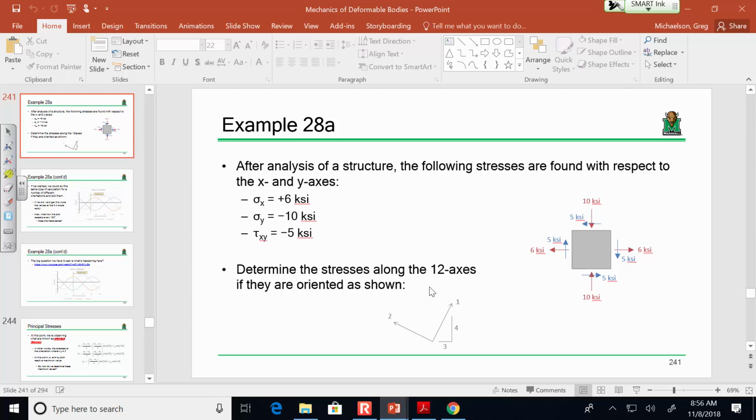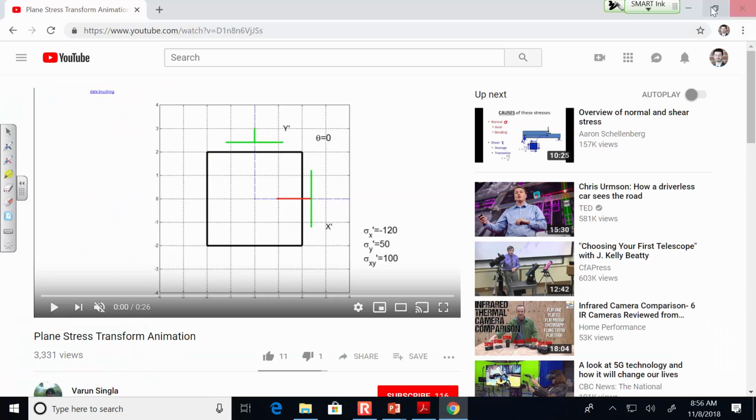I want to determine the stresses along a new coordinate system. And the stresses along the new coordinate system are if the axes are oriented as follows. Okay? So the first thing that we probably need to do is we probably need to determine what that angle is. Okay? All right, I'm going to minimize this.